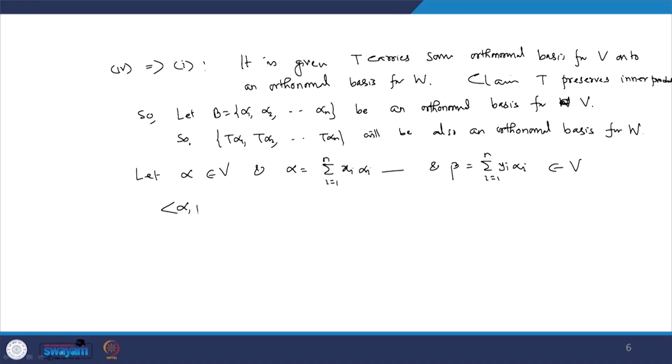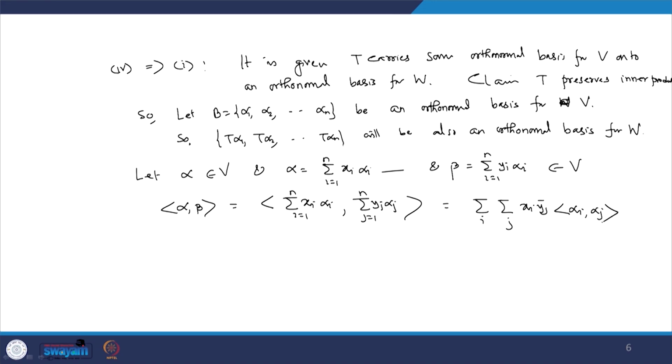So, the inner product of alpha and beta will be equal to the inner product of sigma xi alpha I, I equal to 1 to n, and sigma yj alpha j, j equal to 1 to n. So, this is equal to the sum over I and j of xi yj bar times the inner product of alpha I and alpha j, which is equal to sigma xi yj bar delta ij. So, this is nothing but simply the sum of xi yi bar, i from 1 to n.